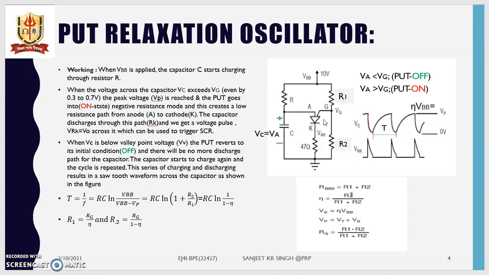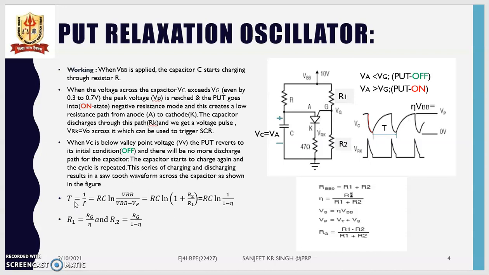So in order to turn on this PUT, what happens? The anode voltage has to exceed this constant voltage Vg at least by a diode voltage, that is 0.3 to 0.7 volt. Then only it is turned on and it will act as a closed switch. When this peak voltage is reached, that is eta times the supply voltage, then it is turned on.